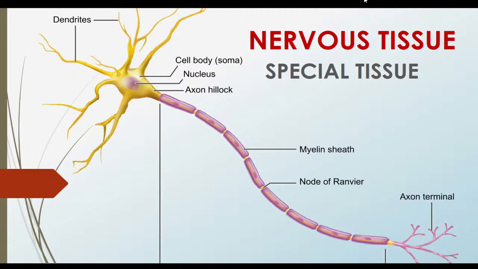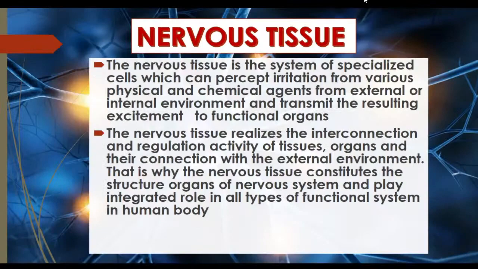So we have to talk about the definition of nervous tissue. The nervous tissue is a system of specialized cells which can perceive irritation from various physical and chemical agents from the external or internal environment, and transmit the resulting excitement to functional organs. The nervous tissue realizes the interconnection and regulation of activity of tissues and organs, and their connection with the external environment. That is why the nervous tissue constitutes the structure of the organs of the nervous system and plays an integrated role in all types of functional systems in the human body.